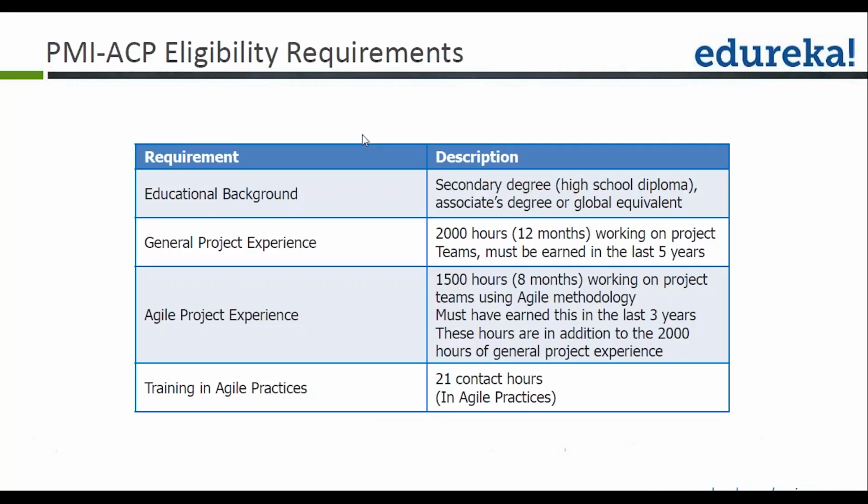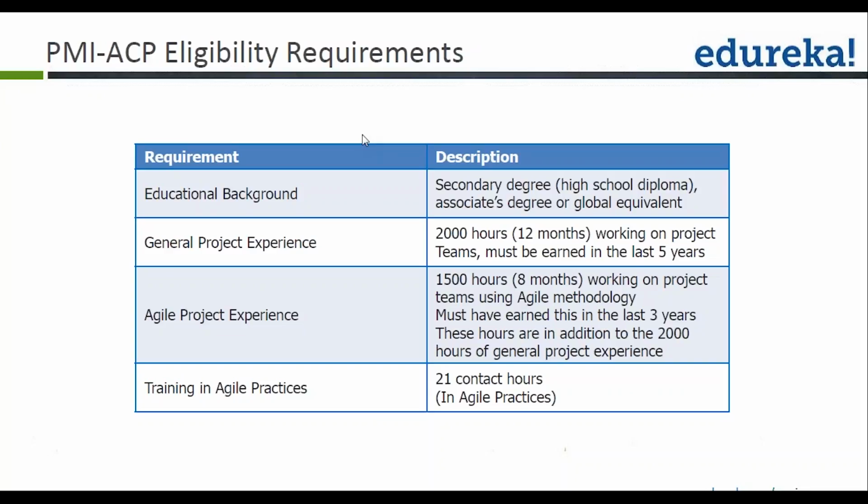The third prerequisite is I should have 1500 hours or 8 months of working on a project which is using any of the agile methodologies, and this should have been earned in the last 3 years. So you need 2000 hours of general project exposure, plus you need 1500 hours of agile project exposure. Now, since you mentioned in the introduction that you have a total of 11 years of experience and for the last 2 years you have been working in an agile project, you are automatically meeting this criteria.